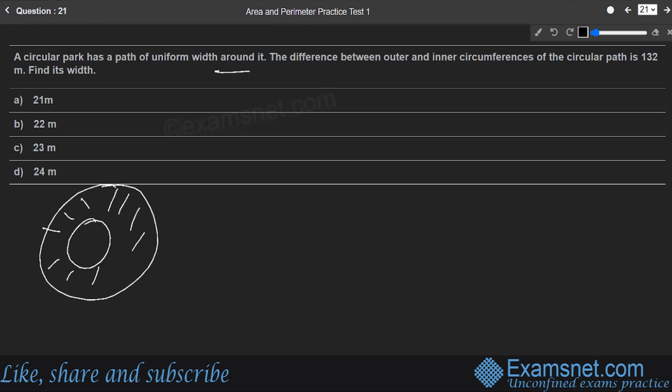Circumference is nothing but 2 pi r. So let's say the larger circle has got a radius of capital R, and the smaller circle has got a radius of small r.